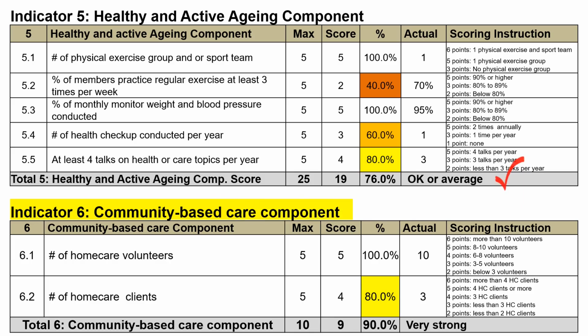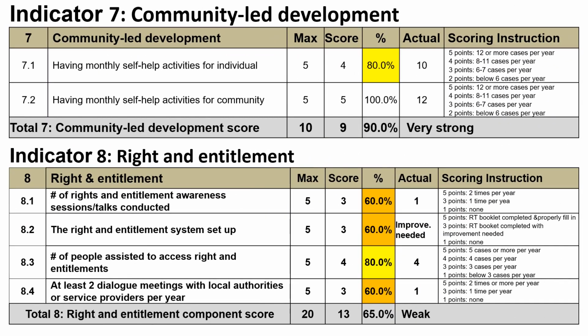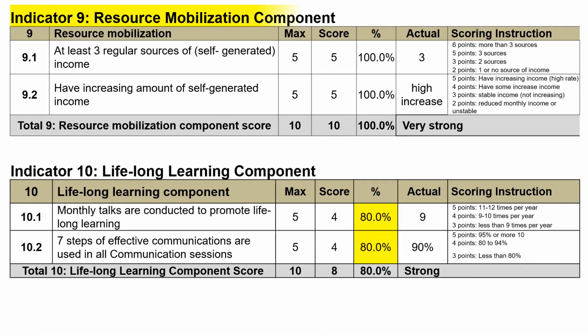Indicator 6 is the community-based care component, which has a score of 9 out of 10 and is considered very strong. Indicator 7 is the community-led development component, which has a score of 9 out of 10, which is considered very strong. Indicator 8 is the rights and entitlement component, which has a score of 13 out of 20, which is considered weak. Indicator 9 is the resource mobilization component, which has a score of 10 out of 10, which is considered very strong. Indicator 10 is the lifelong learning component, which has a score of 8 out of 10, which is considered strong.